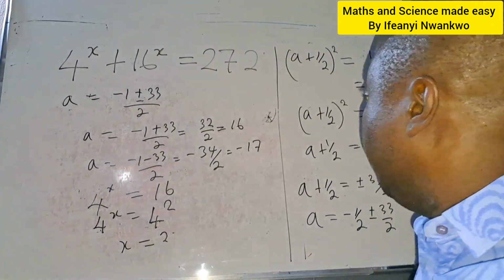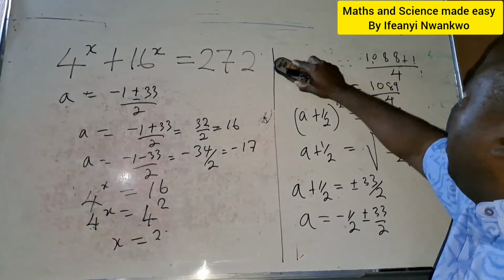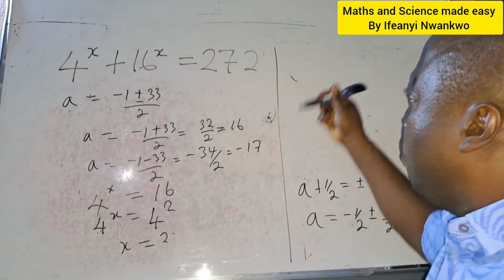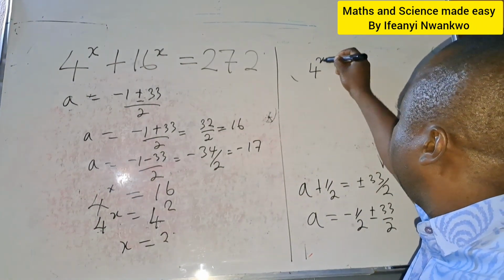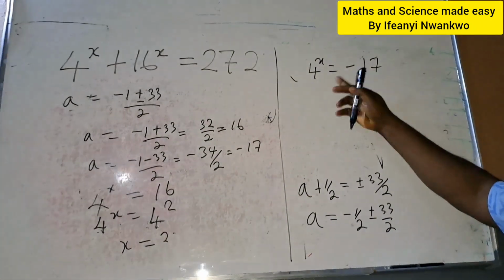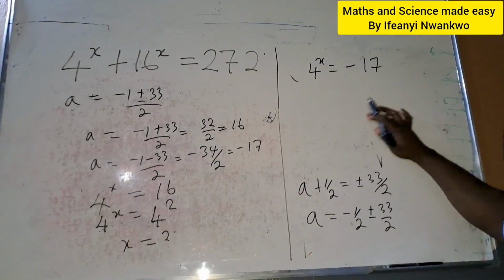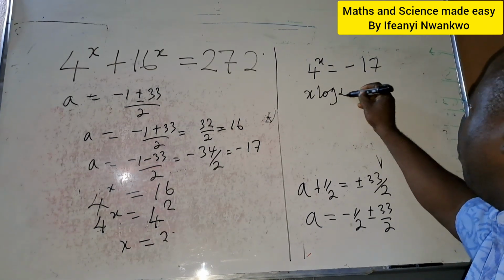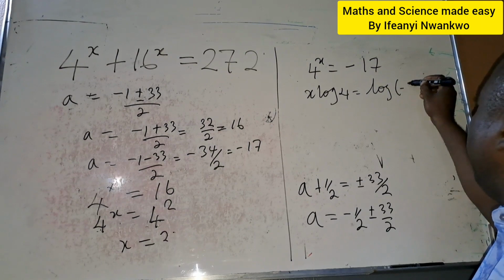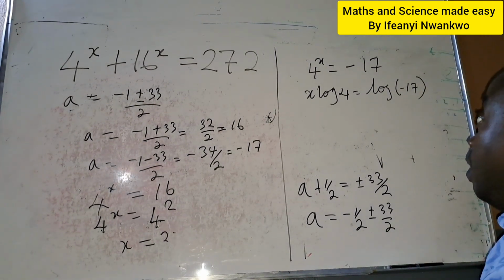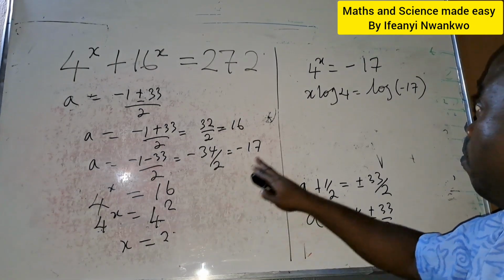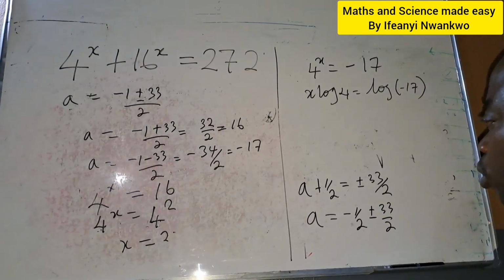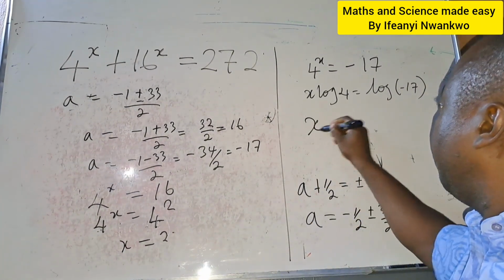Now, when a equals minus 17, we have 4 to the power x equals minus 17. They don't have the same base, but there's a way of doing it. So you take the log of both sides. When you do that, you have x log 4 equals log of minus 17. Log of minus 17 is undefined, and so if 4 to the power x is minus 17, it has no solution. The solution is x equals 2.